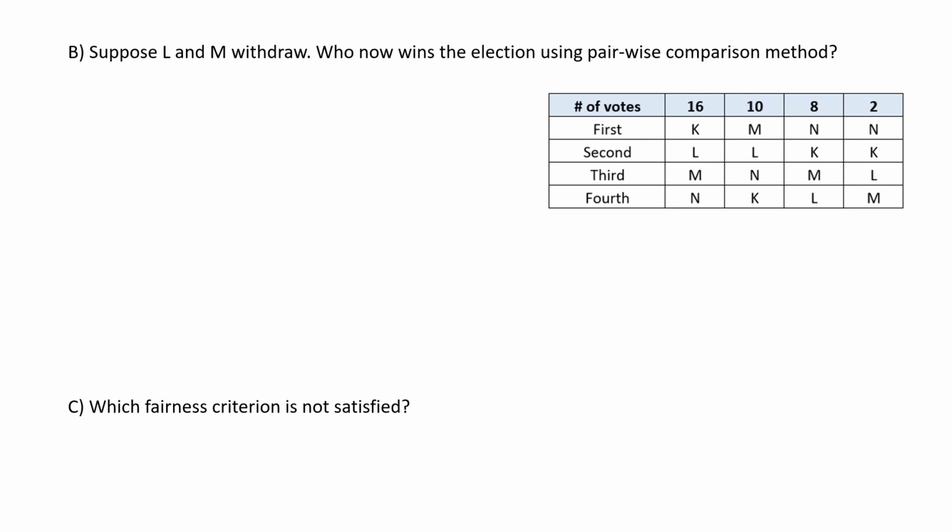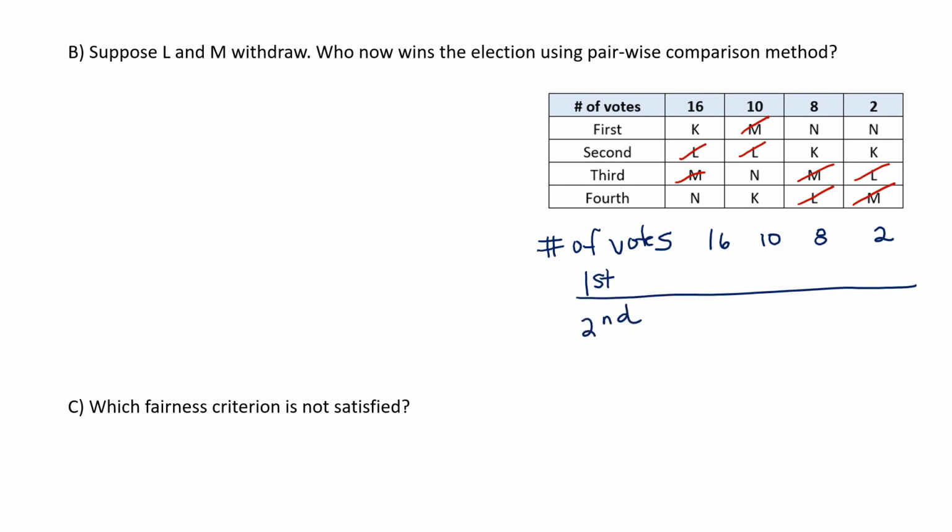Suppose L and M withdraw. Who now wins the election using pairwise comparison method? L and M withdraw. So the revised preference table would look like, we have number of votes, that's still 16, 10, 8, and 2, but with 2 candidates, you only have first and second place.